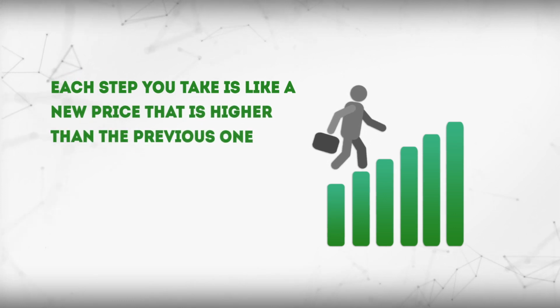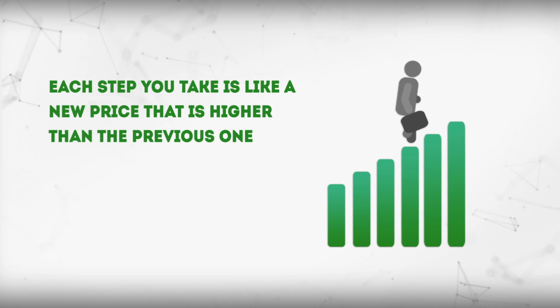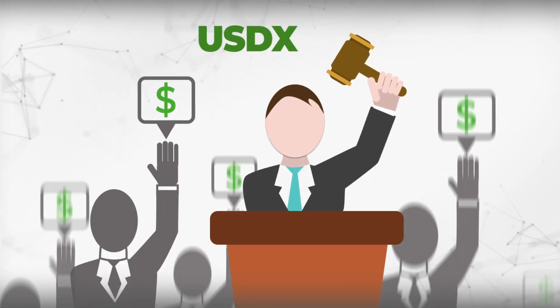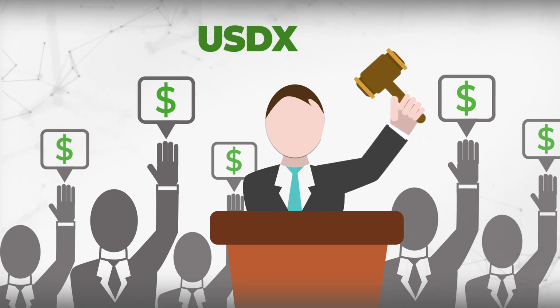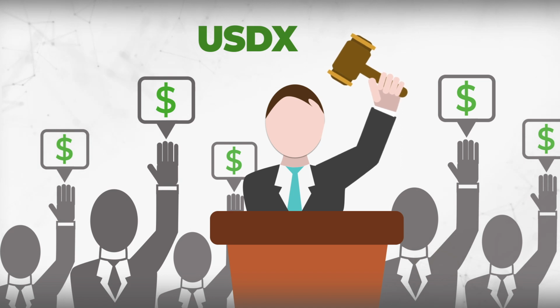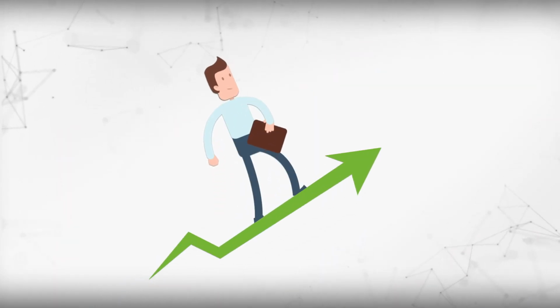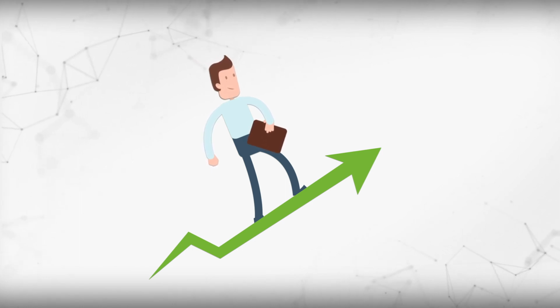Each step you take is like a new price that is higher than the previous one. Prices in the market also go up step by step. This is what we call an uptrend. It reflects people's willingness to pay more and more for a product or a stock, which means demand is increasing. If the market is moving upward, in which direction would you want to trade? Is it upward? You're likely to open buy orders amid the uptrend.